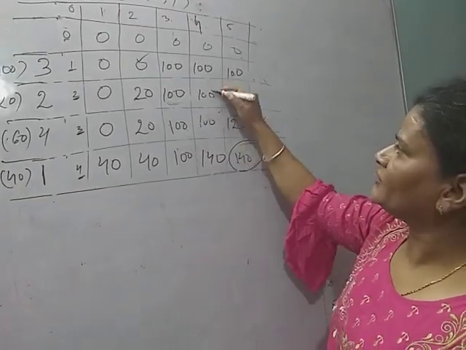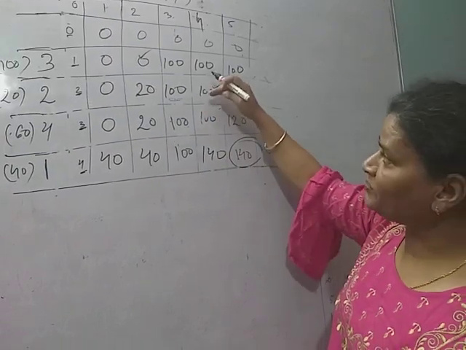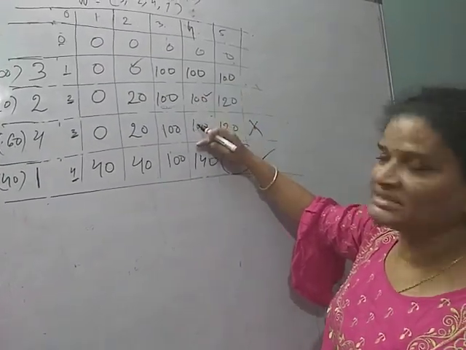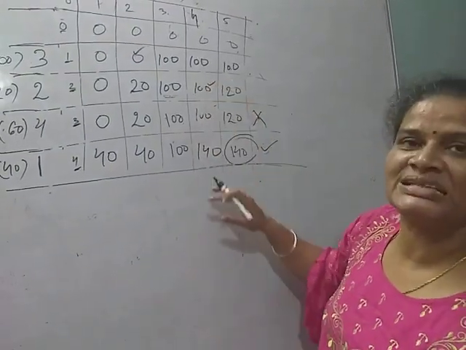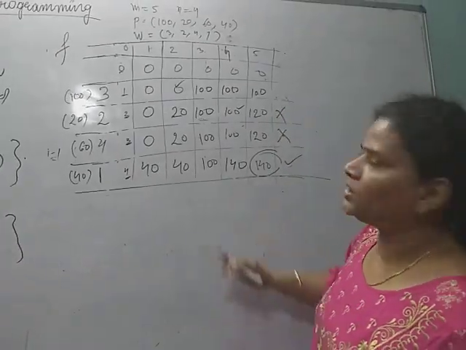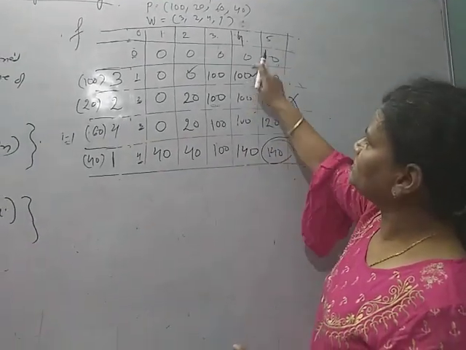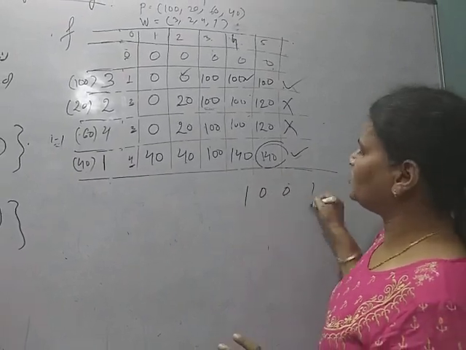Now come here, because y is still same, because I am excluding. So it means if the previous entry is same as this, it means that this object is not included. If they differ, it means that object is included. So here this again is same, so this is not included. Okay, now these are different, so this is included. So the solution is 1 0 0 1.